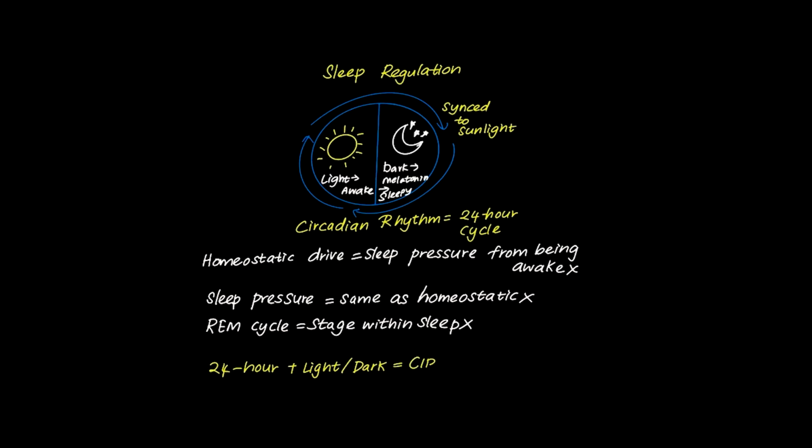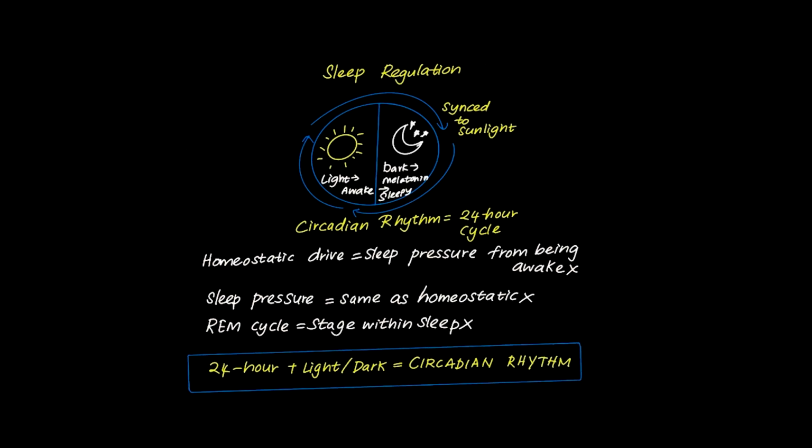24-hour cycle tied to light and darkness equals circadian rhythm. Quick recall hook: Circadian equals circle of the day, tied to light.